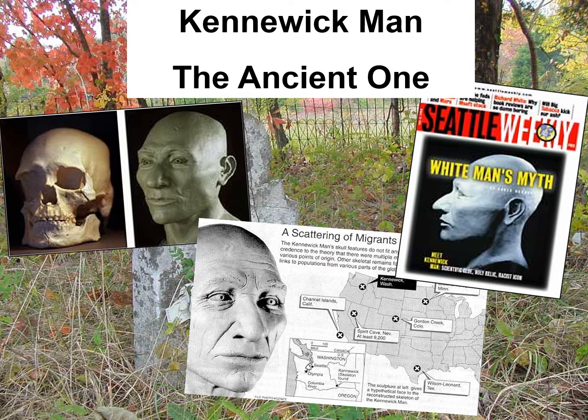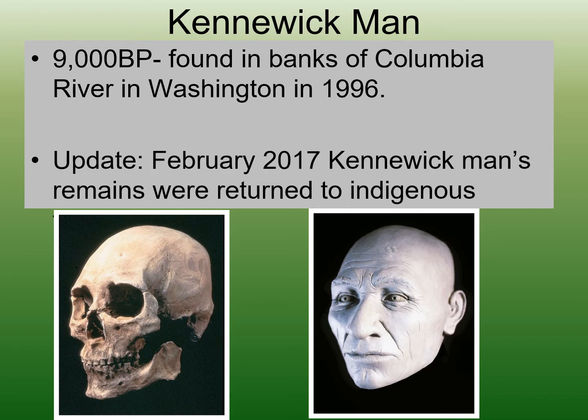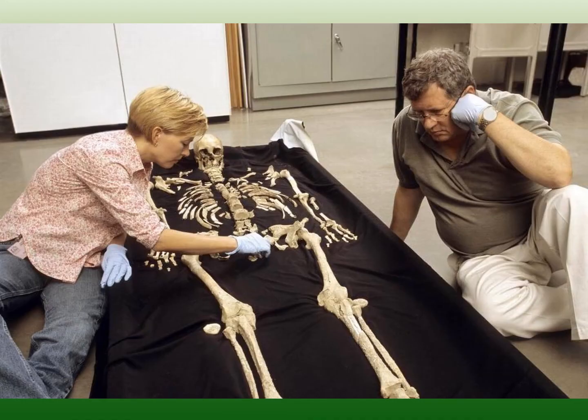And this brings up perhaps our most famous case in North America of NAGPRA repatriation. We have the Kennewick Man, otherwise known as the Ancient One. The Kennewick Man is a 9,000-year-old skeleton found in the banks of the Columbia River in Washington in 1996. And as of February 2017, Kennewick Man's remains were returned to indigenous people and buried in an unknown location.